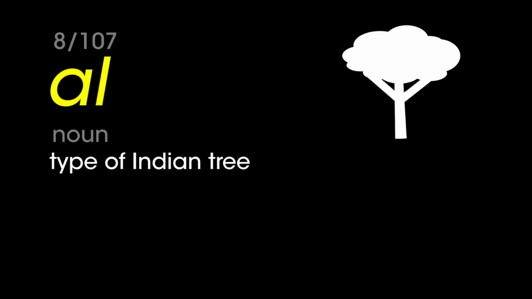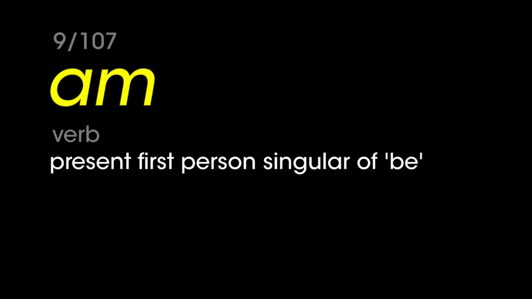AL is a type of Indian tree. That's also specific. AM is the present first person singular of be. Right. Common word. I'm sure we all know that definition.